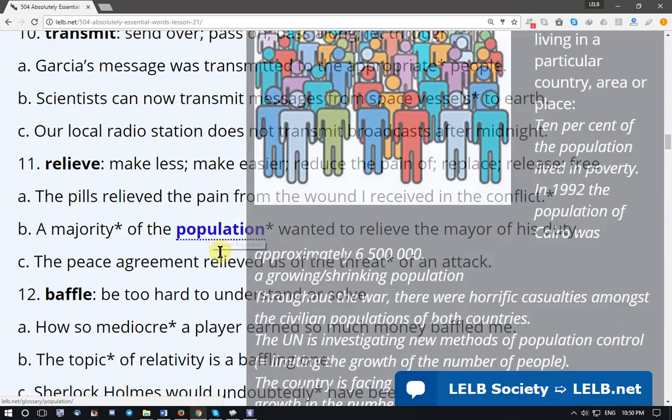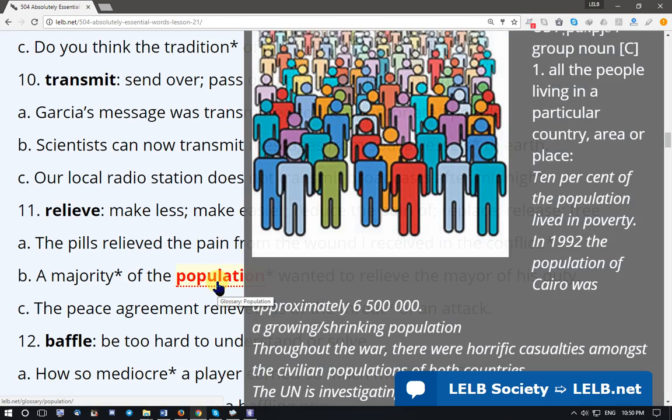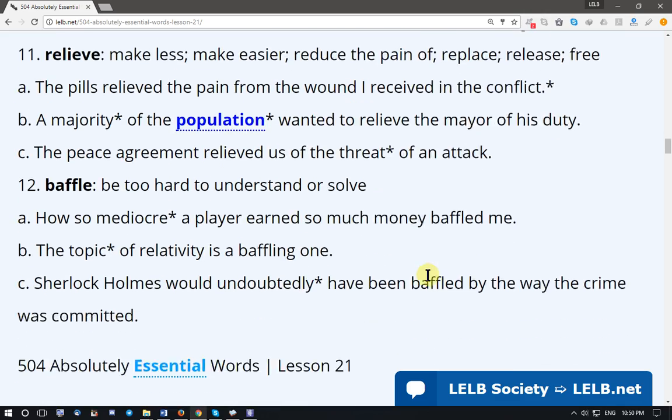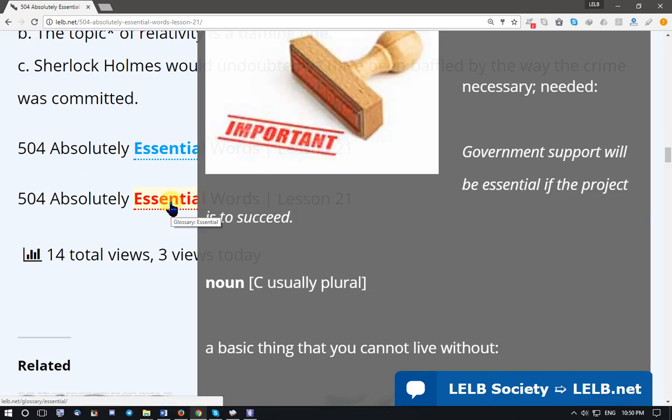Population, this is a flashcard. People who live in proximity with each other, generally, a group of people. And essential.